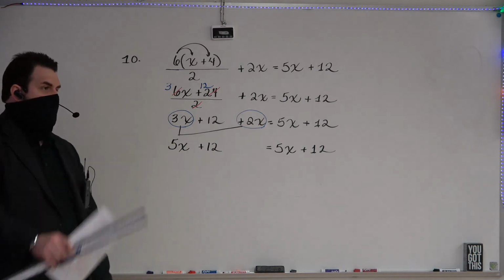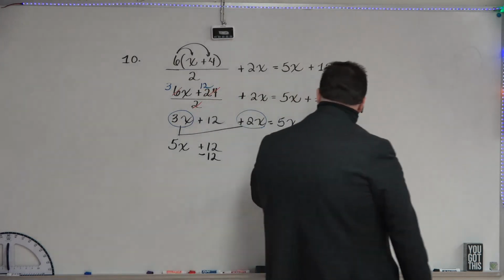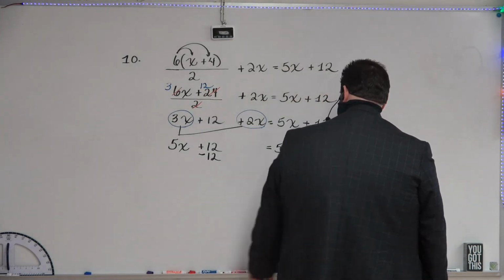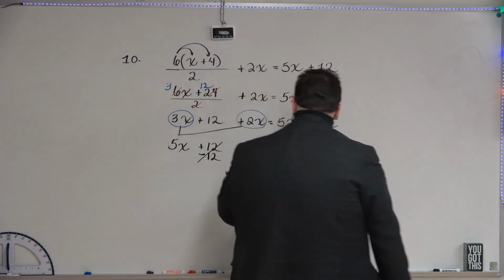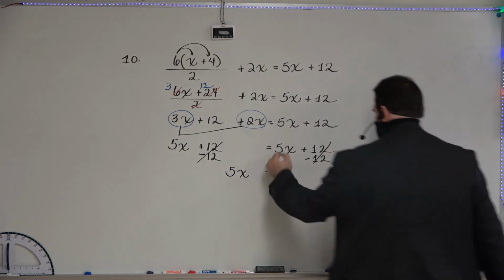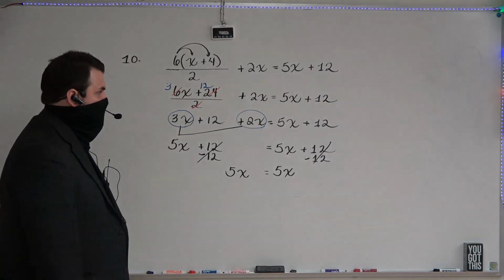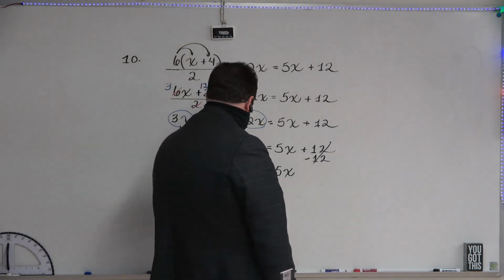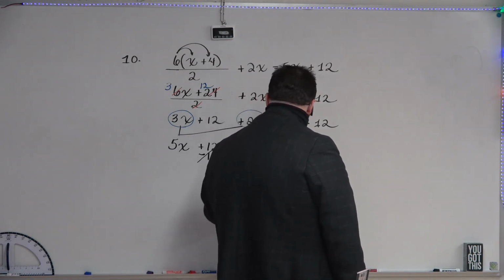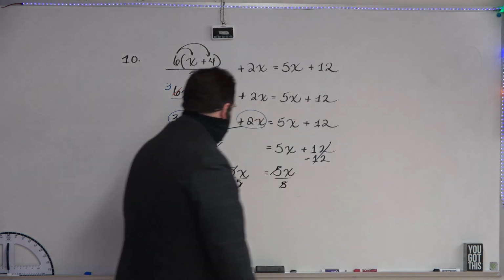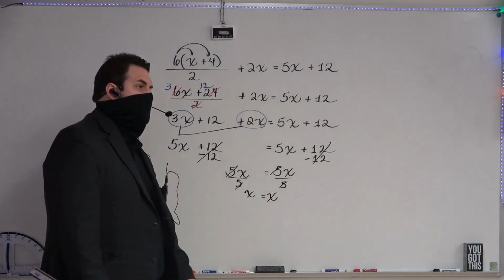Now, what did you do, Joey? He subtracted 12 from both sides. And we have 5x equals, look at this, they cancel over here as well, 5x. Now what did you do? Divide both sides by 5. Okay, those 5s all cancel out. Now I have x equals x.